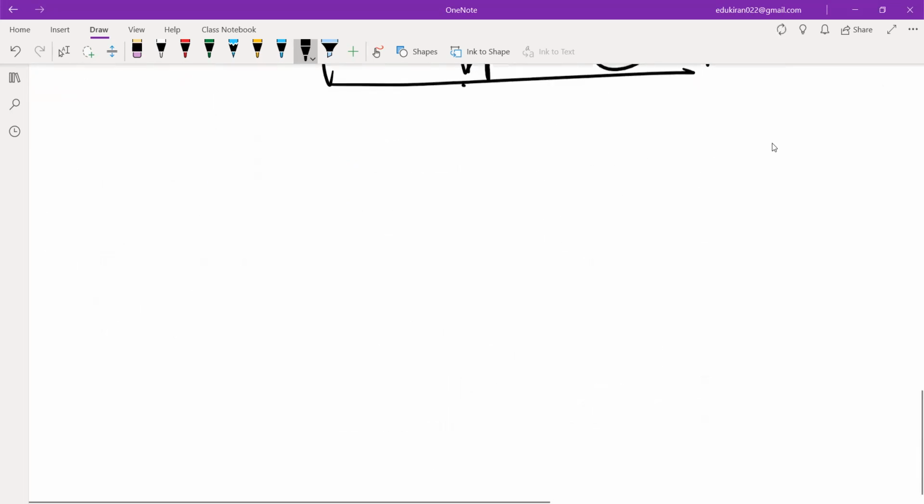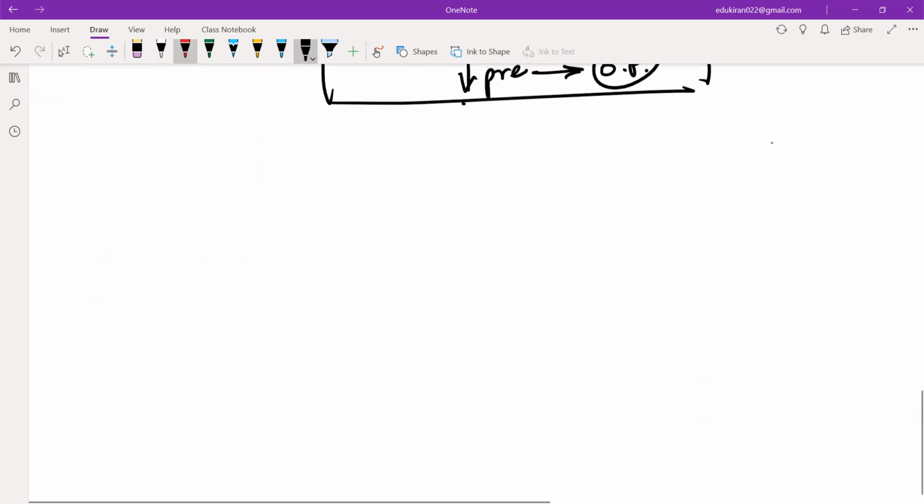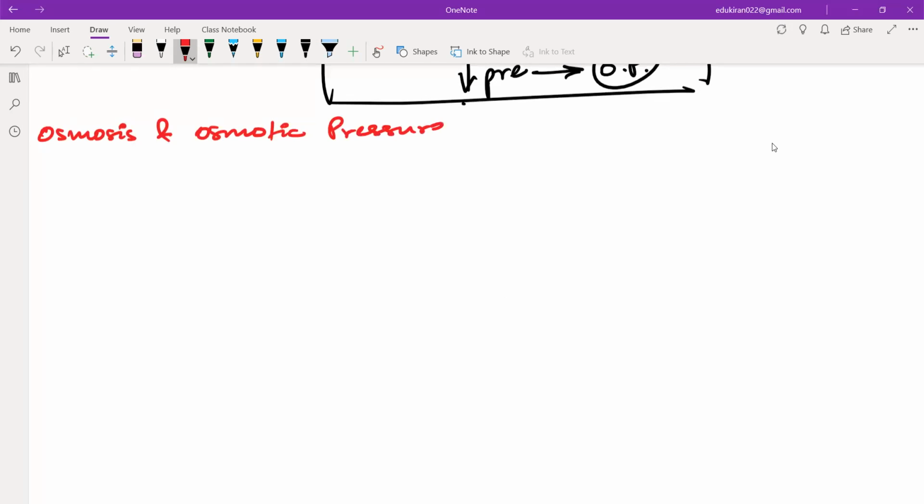Now let us write the formal definitions for osmosis. Please write the topic: osmosis and osmotic pressure. All of you understood the concept in osmosis and osmotic pressure? Yes or no? We just need to write it down. All of you write this. These definitions are very important because they have directly been asked in the CBSE examination.